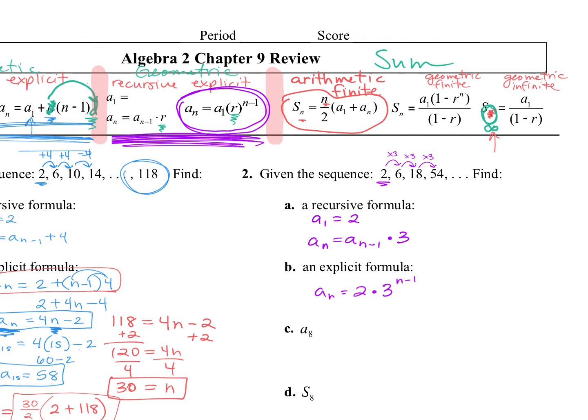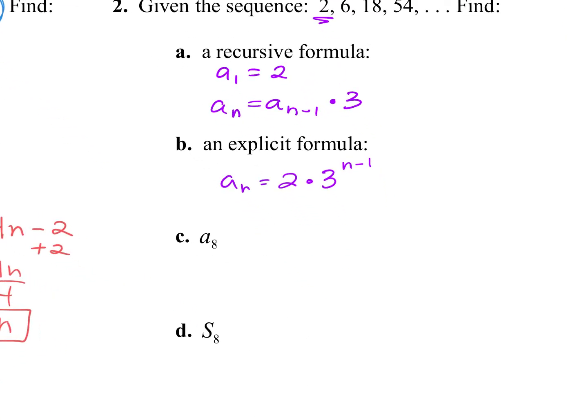How do you find the 8th term? You're going to plug 8 into what? The first A or B? The explicit, right? This is going to go here. So a sub 8 is 2 times 3 to the 8 minus 1 power. So it's 2 times 3 to the 7th power. Plug it into your calculator. You should get a sub 8 is 4,374.